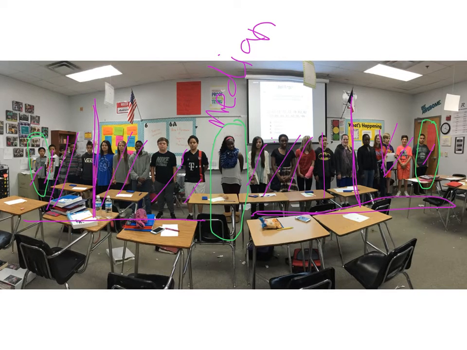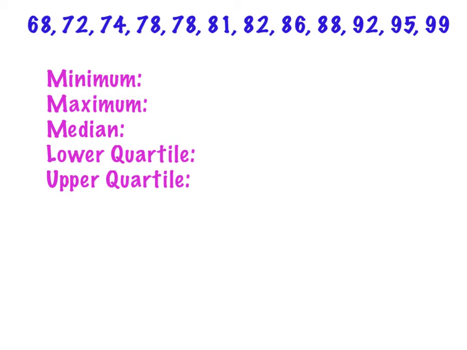Now let's look at this using numbers. Let's take a look at this data set. Finding the minimum, we said, is the smallest number. So in this data set, 68 would be our minimum. And the maximum is the largest or highest number, which is 99 in this data set.